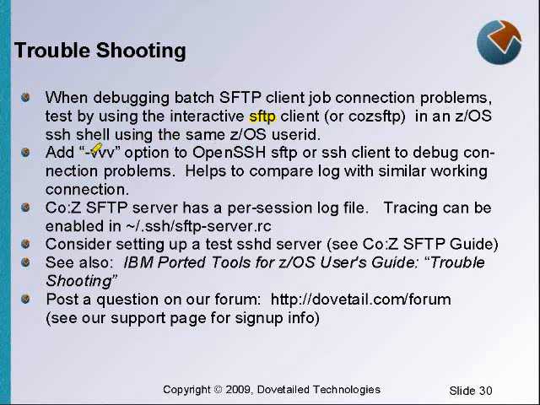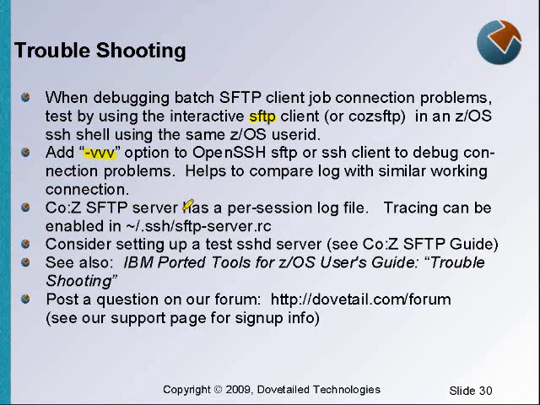Even under a batch job, though, you can use the -vvv switch in the client, and it will print out a somewhat incomprehensible trace of what's going on with SSH and SFTP. If you have one that works, you can compare it against that, and sometimes it'll give you a hint as to what's going wrong.